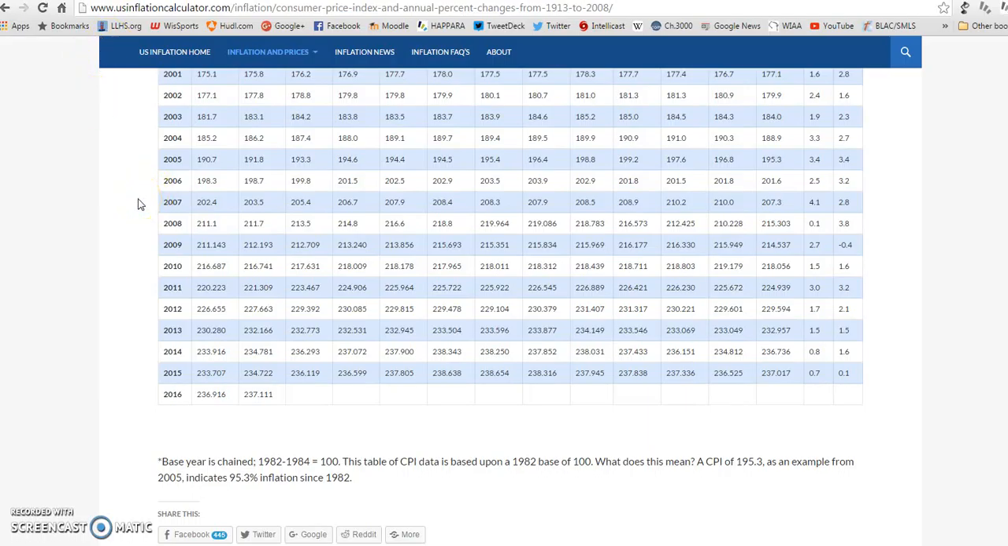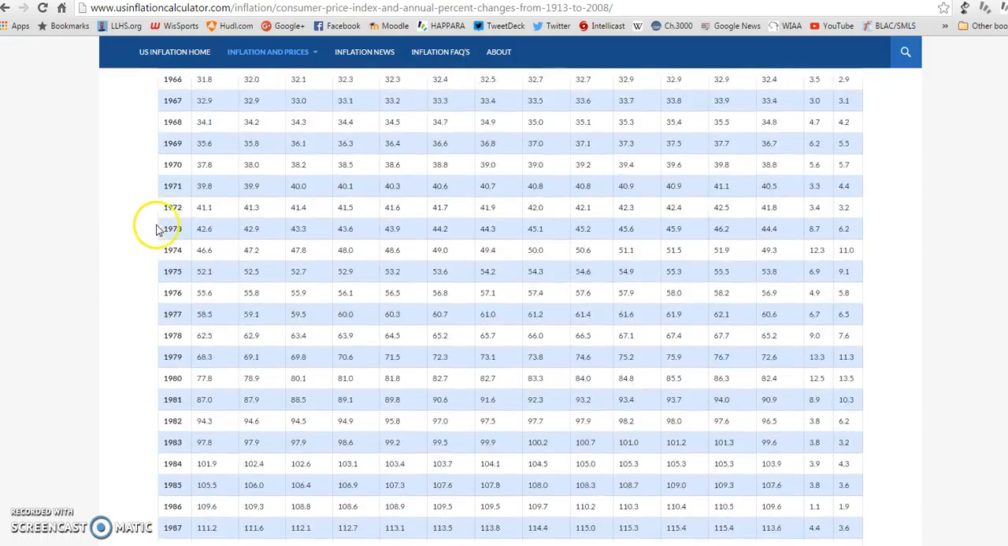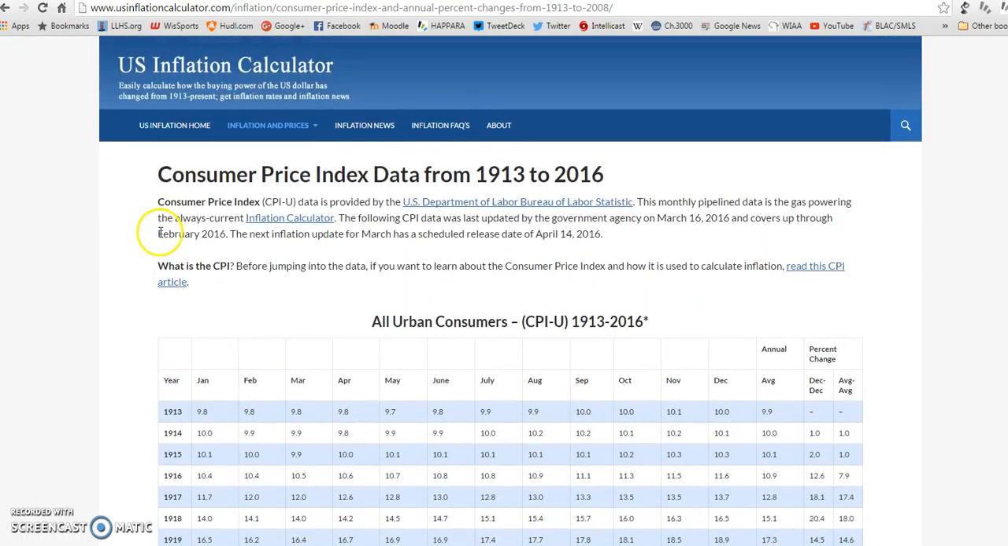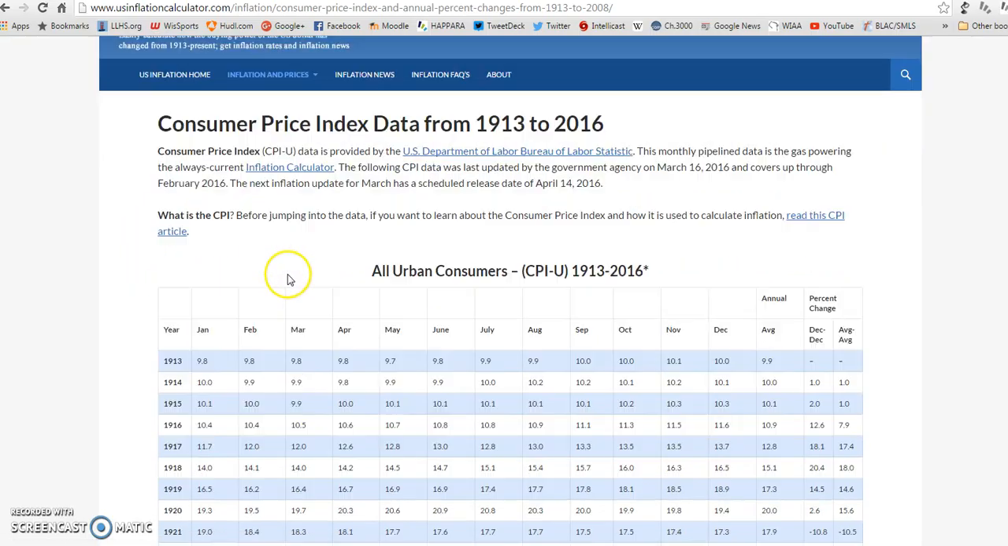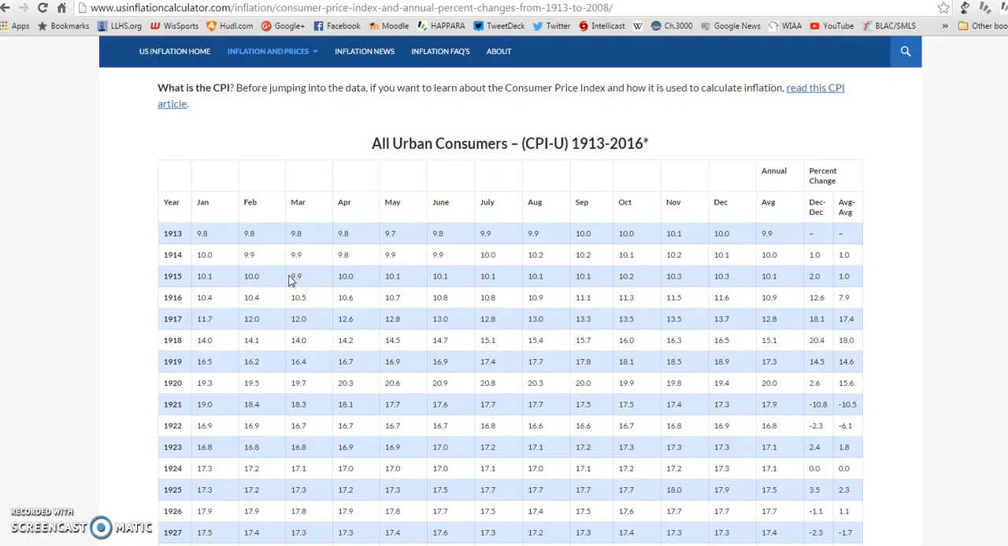Hey, leaving off where I was before my next 15 minutes expired, I was talking about the consumer price index. Not sure how much I actually was able to talk about, so I'll just go over it real quickly here. This is a website. You can see the address up top here. U.S. inflation calculator.